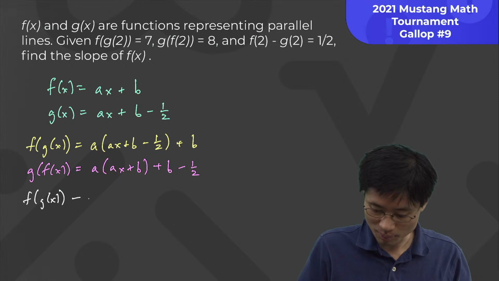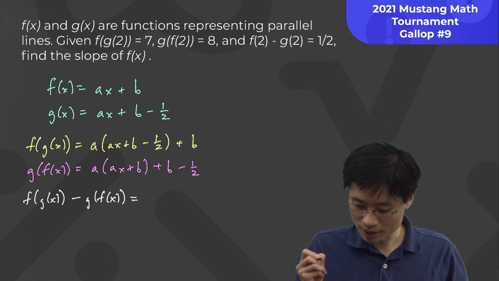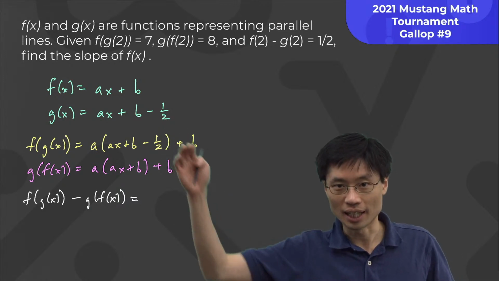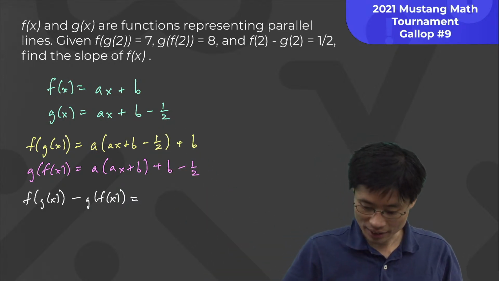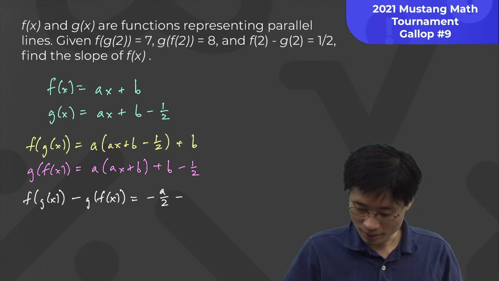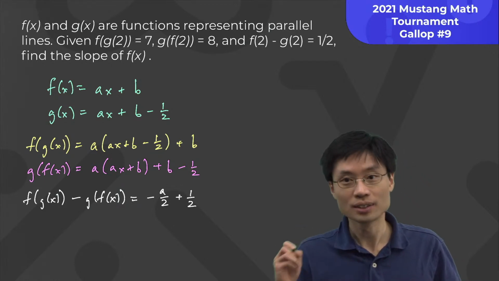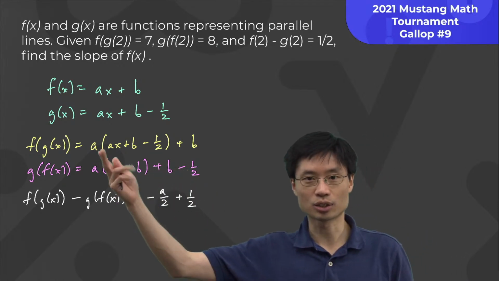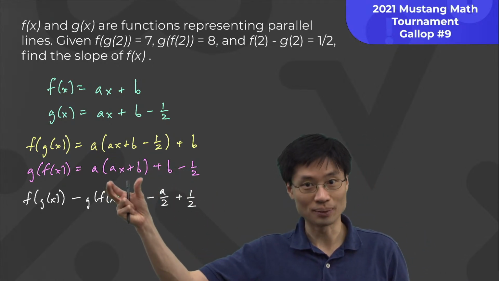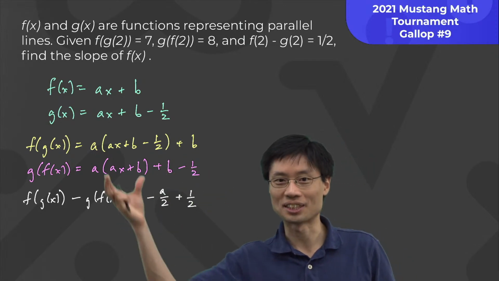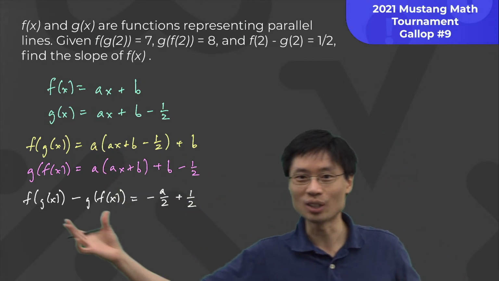F of g of x minus g of f of x. That just so happens to be, if I subtract this way, negative a over 2, and then plus a half. Do you see how I did that? There are so many terms in common. That part and that part will cancel each other. The b and the b will cancel each other. So this is great because I know what this is.